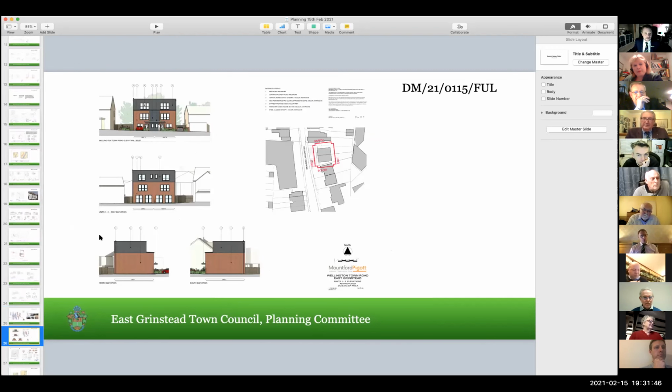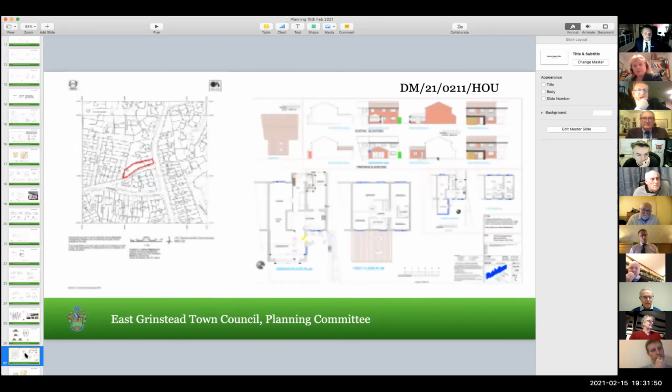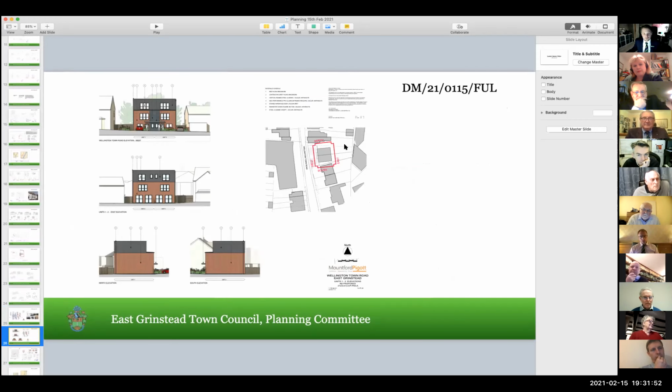This is the proposed design. That's what we've got going into this car parking spot. That's what it will look like. Councillor Dooley, would you like to lead on this, please, sir?